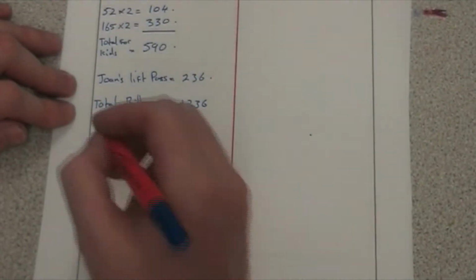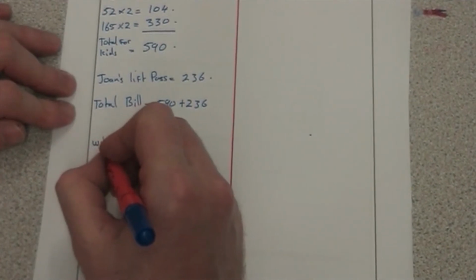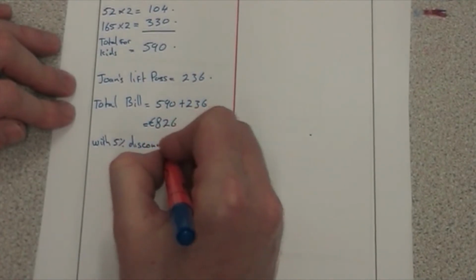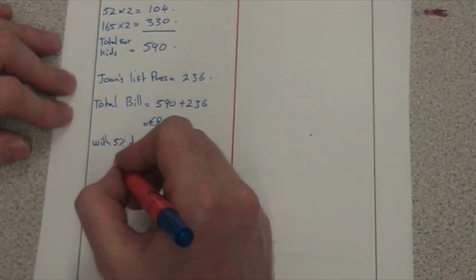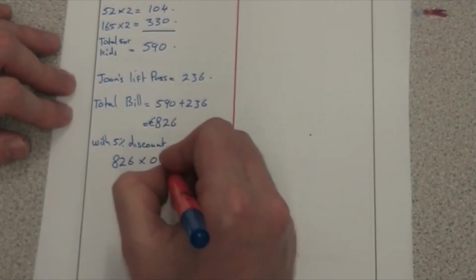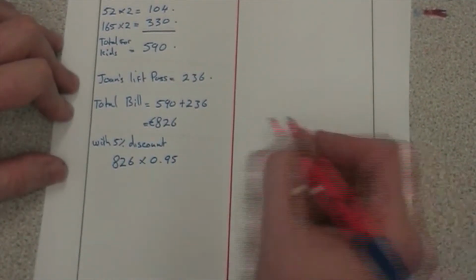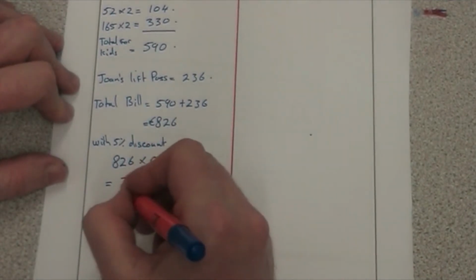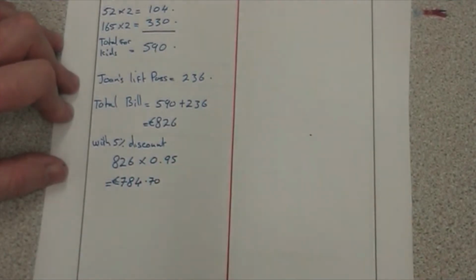Shop A also gave a discount of 5%. So to do this, we use our multipliers, and we multiply 826 by 0.95, because with a 5% discount, it's going to be 95% of the cost. And when we get this into a calculator, this comes out as 784 euros and 70 cents.